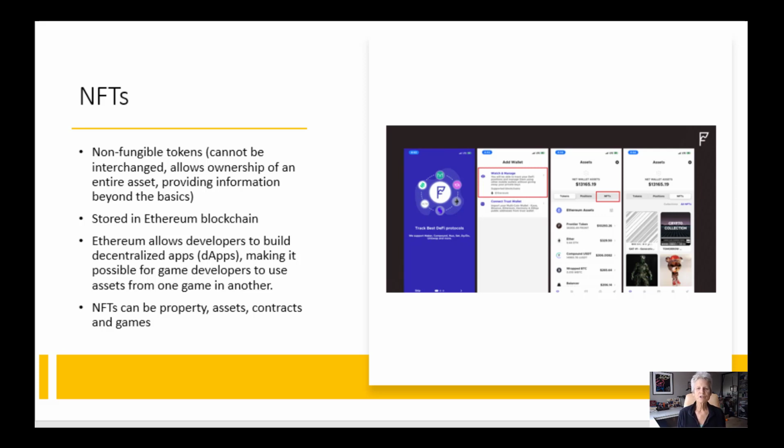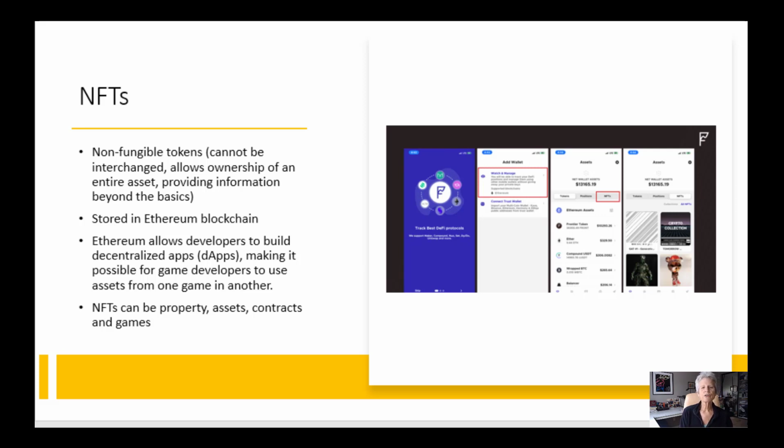So NFT stands for non-fungible tokens. A non-fungible token is one that can't be interchanged. So for example, a dollar bill is a fungible token. I can pay you $1 because you want to borrow $1, and then when you want to pay me back, you can pay me $1, but it's a different dollar. It's not the same dollar. And so in that case, that is a fungible token. But an NFT is non-fungible. That means that it can't be interchanged.